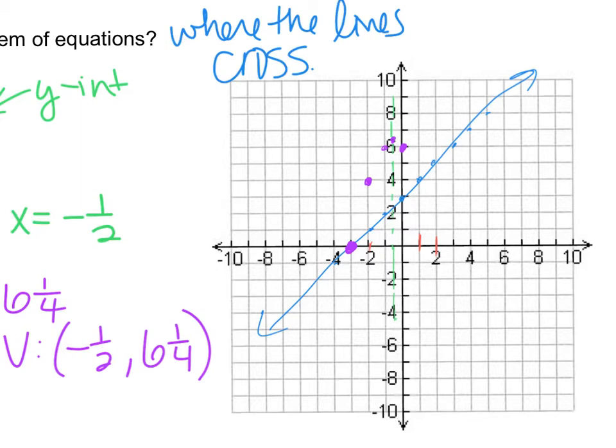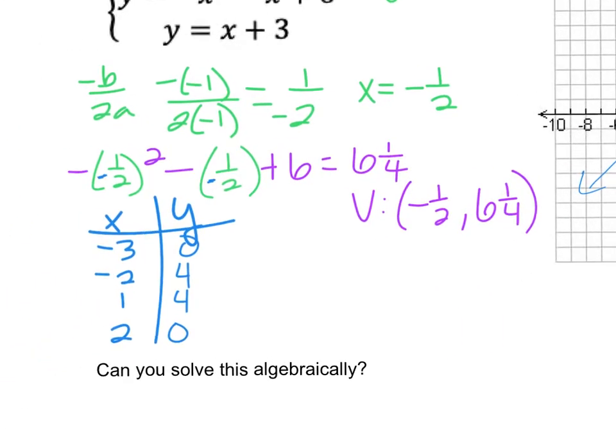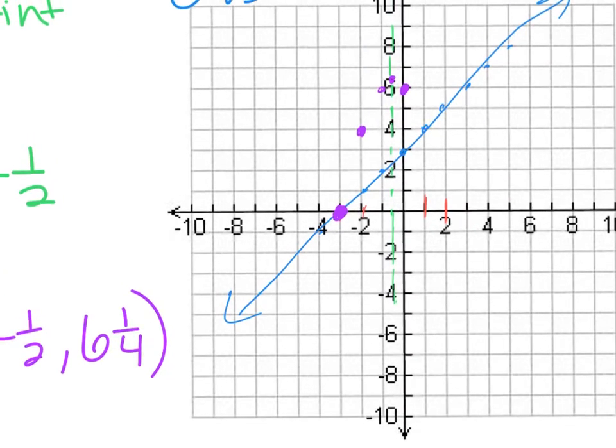And 1, what was it? 1, 4. So 1, 4, oh, looky there. And then 2, 0. Okay, so this looks symmetrical over the axis of symmetry, which is good. Oh, look at that good looking parabola.